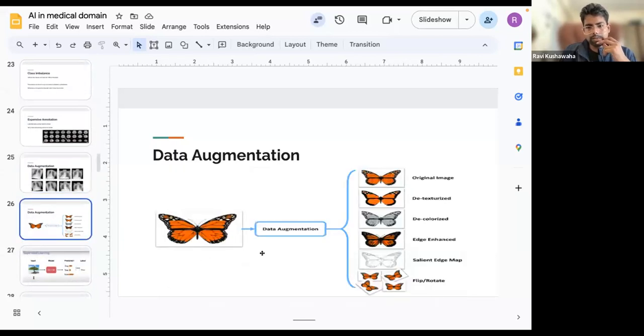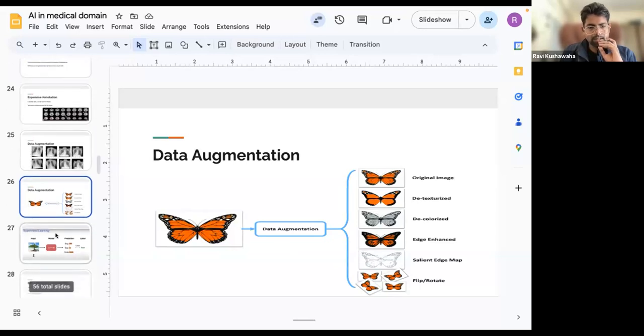Data augmentation basically involves, as you can see in the picture, a butterfly here. We can have the original image, we can detexturize it, we can remove the color, we can enhance the edge. Like in the fourth image, you can see the edges are broader. Then you can have the edge map only, not taking the interior parts, only the edge. And the very common one is the flip and rotate part. You can rotate it at an angle, you can flip it vertically or horizontally, and you can obtain new data.